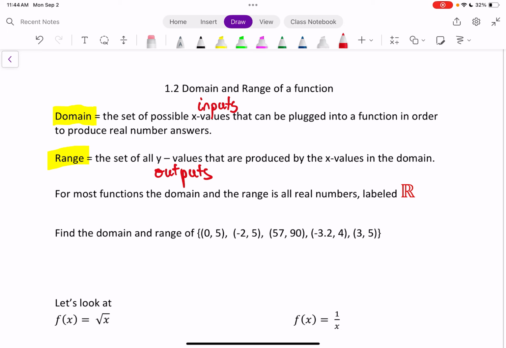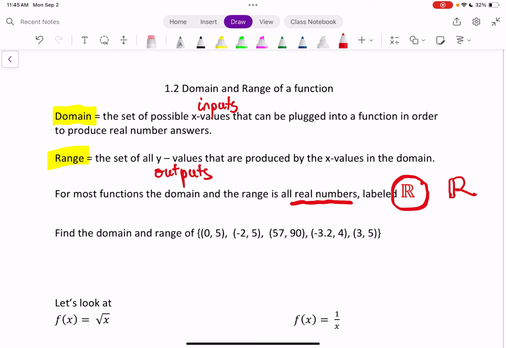Now for most functions, the domain and the range is the set of all real numbers, which we talked about in the first section. That's how we started our discussion. We don't want to write all real numbers every time, so the notation for it is just an R with a double line. When we type this on paper, we put a double line on this R.